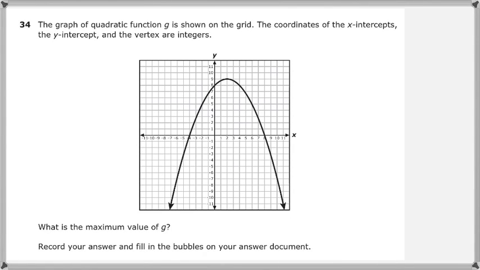Let's take a look at question number 34 from the May 2016 release version of the STAAR test, Algebra 1 STAAR test. The graph of the quadratic function g is shown on the grid. The graph of a quadratic function is called a parabola. The coordinates of the x-intercepts, the y-intercepts, and the vertex are integers.